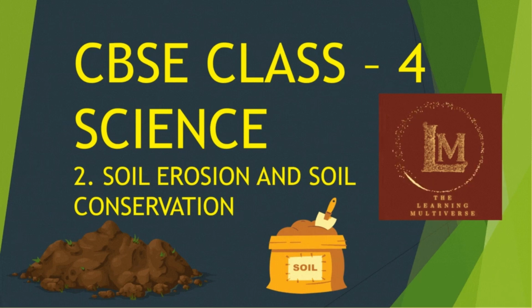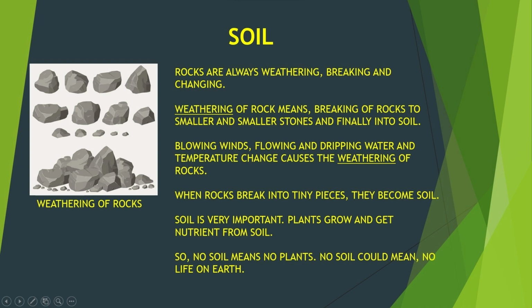CBSE Class 4 Science. Soil erosion and soil conservation. Soil. Rocks are always weathering, breaking, and changing. Weathering of rock means breaking of rocks into smaller and smaller stones and finally into soil. Blowing winds, flowing and dripping water, and temperature change cause the weathering of rocks. When rocks break into tiny pieces, they become soil.